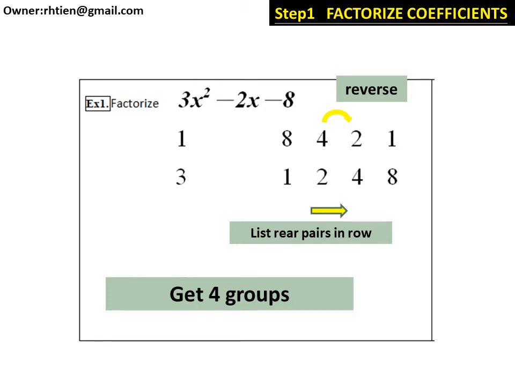Let's go back to example 1. 3x squared minus 2x minus 8. According to the same rule, we factorize the leading coefficient 3. We get the only pair 1, 3. And we want to factorize constant 8: 8 and 1, 4 and 2, 2 and 4, 1 and 8. We list the real pairs in a row. Here we get 4 groups.